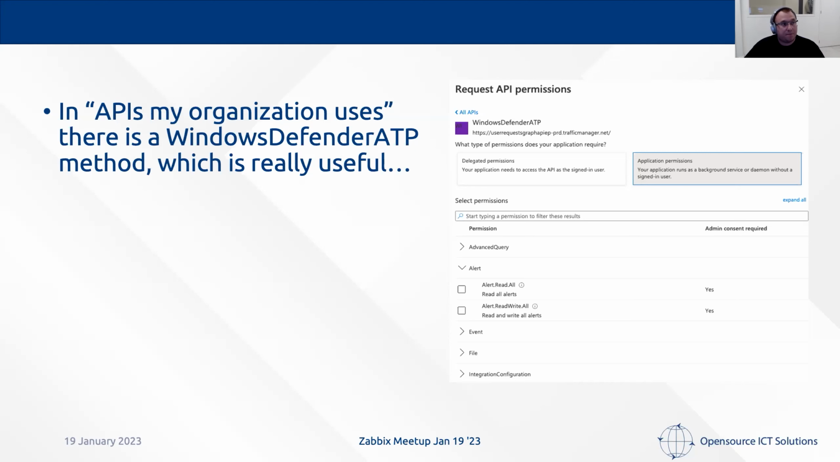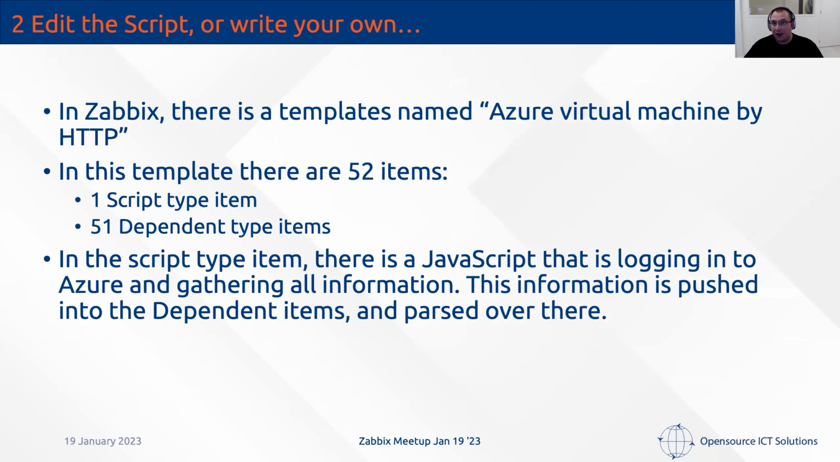Now we jump back to Zabbix, and we must work on that script. So take out the default template, Azure Virtual Machine by HTTP. If you look at the template closely, there are 52 items: 1 script, 51 dependent items. And at this point, I don't really care about the dependent items. The only thing that is really interesting is the script item, because there the JavaScript is available.